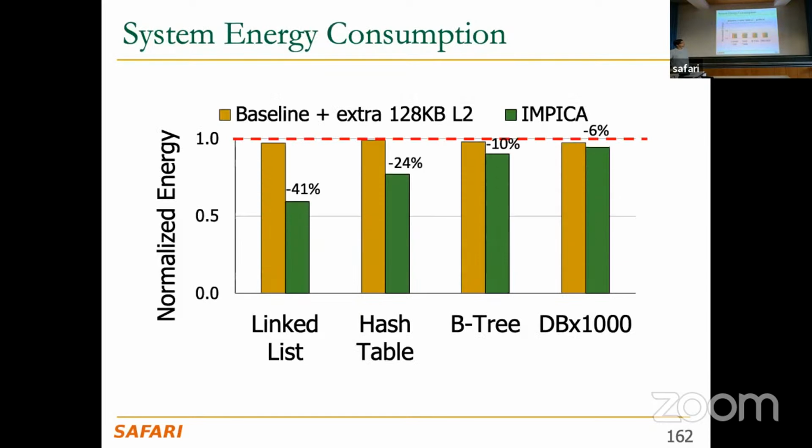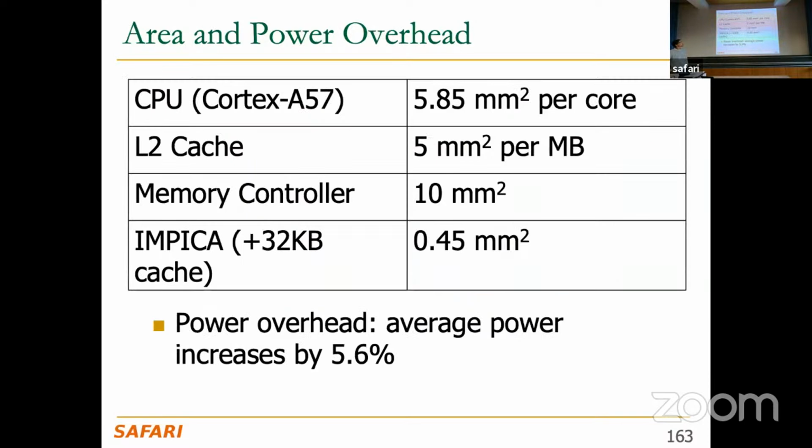In terms of system energy, there are improvements along the lines of the performance improvements, up to 41% reduction in the energy consumption. And area overhead, well, in this slide you can see the area overhead in total, it's a pretty low area overhead, and power overhead is just like 1.6%, so 5.6%.